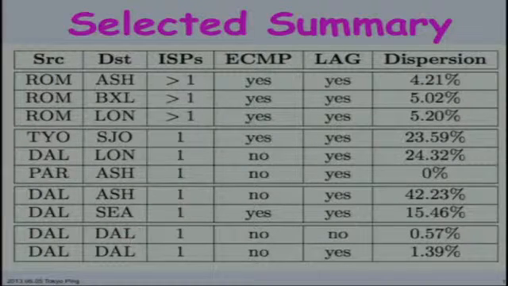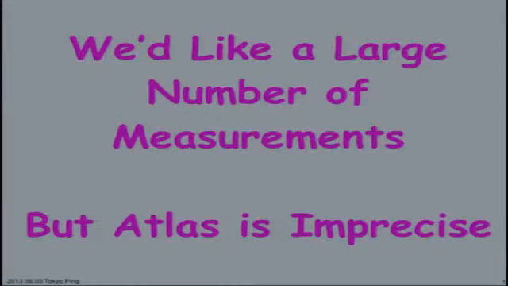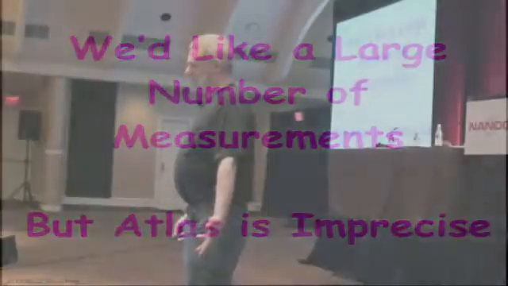Here's a summary of some different things we tried: Rome to Ashburn, Rome to Brussels, Rome to London, et cetera, et cetera. The dispersion of the variance itself varies, but that's the worst case. But there are significant ones. 5% and 4% are ugly when you look at it from a researcher point of view. For ops, they may not make that much difference. And we'd like a large number of measurements.